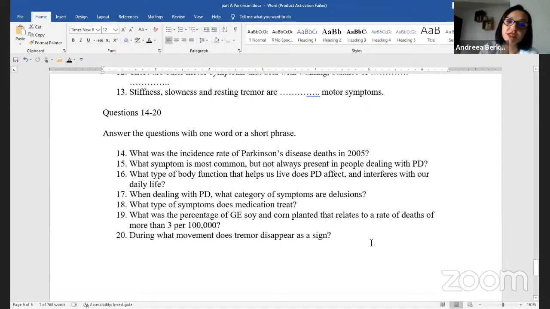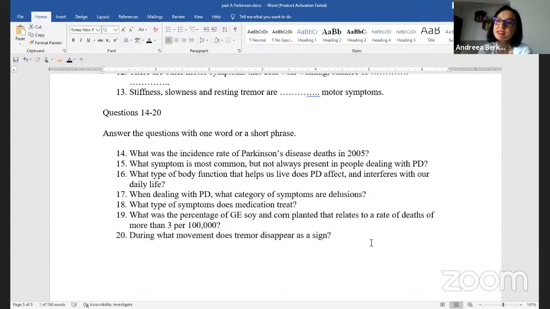So, question 14. What was the incidence rate of Parkinson's disease deaths in 2005? In this type of question, where you have a number, a year, words with capital letters, long expressions, symbols as well, they're very, very useful because they're very easily seen in text, especially if you have a table or a bar chart or a diagram.